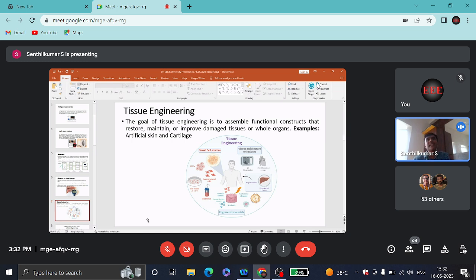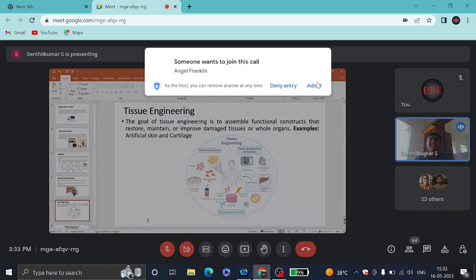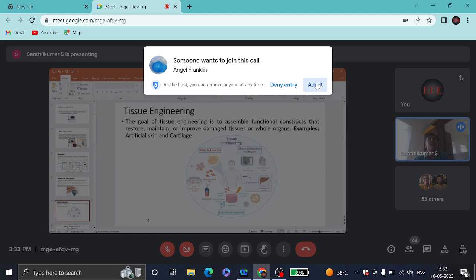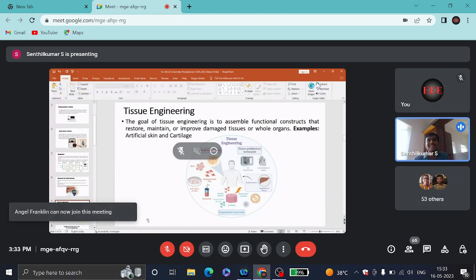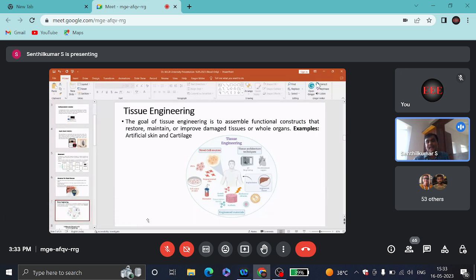Nowadays people are trying to generate artificial kidney, artificial heart, artificial lungs, artificial pancreas. Like that they are thinking to produce these artificial organs.